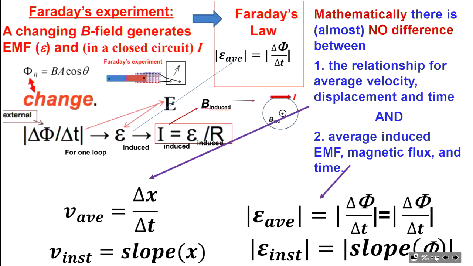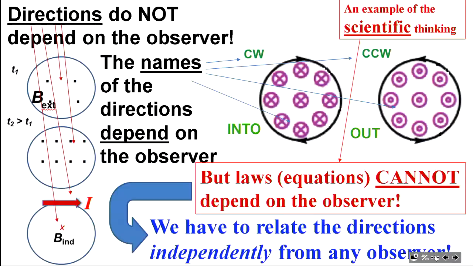For example, we know that when an object travels and its position changes, velocity is equal to the slope of the graph of position as a function of time. So we can immediately make a similar conclusion here. We still don't know, should we use a plus or a minus? But at least we know how to calculate the instantaneous magnitude of the induced EMF. We just have to look at the slope of this graph.